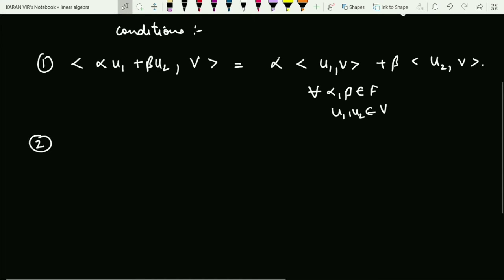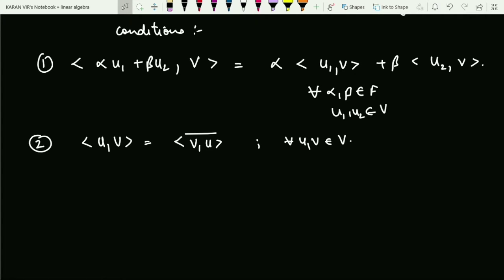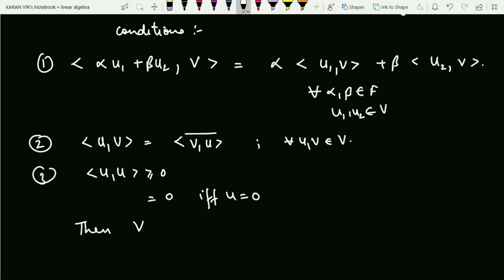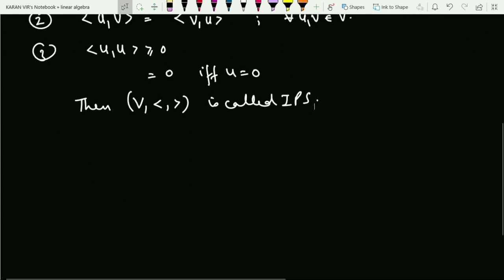Moving on to the second property, which says that if you take the inner product of u comma v, or if you take v comma u, they are the conjugate of each other, for all u, v coming from the vector space V. The third property is that the inner product of u and u is always greater than or equal to 0, and this equals 0 if and only if u equals 0. So if my map satisfies these properties, then V equipped with this inner product is called an inner product space. I will generally denote it with IPS.